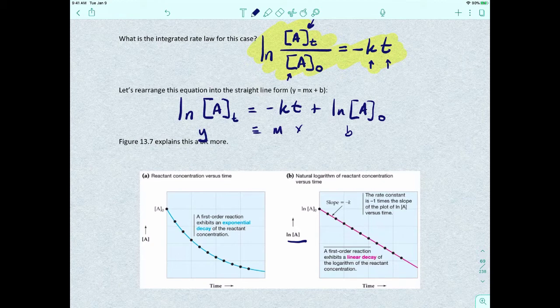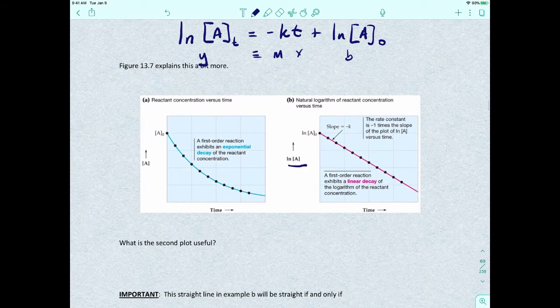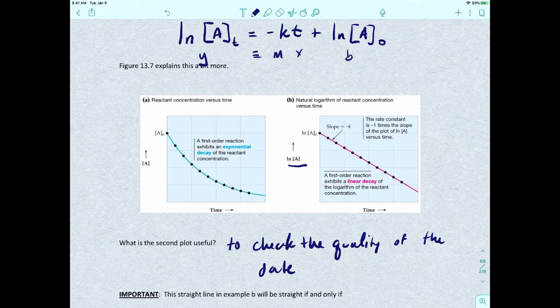Now, why is the second plot, getting the straight line, useful? The reason we want to look at the second line is to check the quality of the data. Why do we care about that? Well, if we have outliers, we want to make sure this line is the line of best fit as well, so that we can point those outliers out in the graph, in the curve.